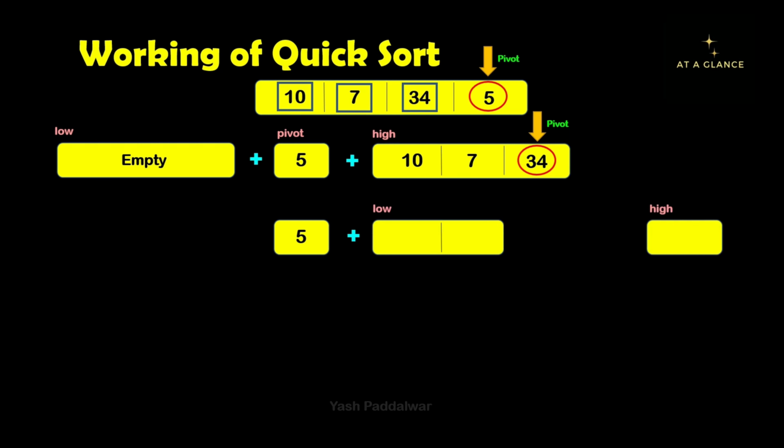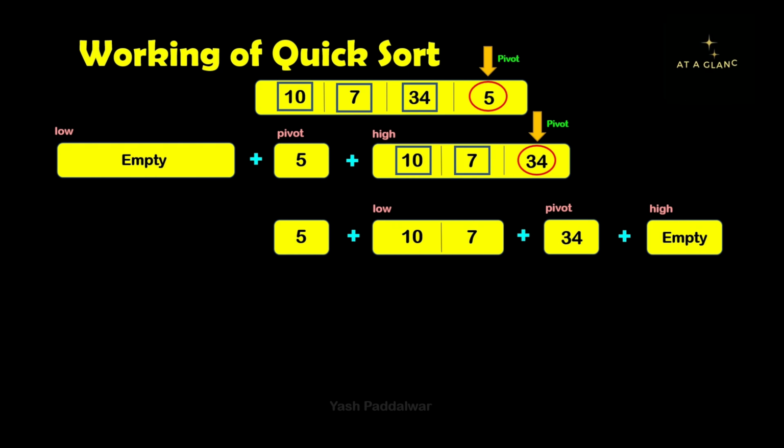So you can see the pivot element will be 34, which is the last element. Now we will compare the remaining elements with the pivot element. Since 10 is lesser than the pivot element, we will append it in the array named low. Since 7 is lesser than the pivot element, we will append it in the array named low. And as you can see, the array high is empty. Now again join the array low followed by the pivot element followed by the array named high.